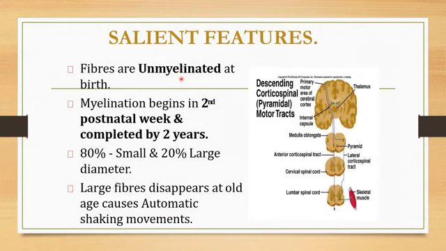The salient features of the corticospinal tract are that these fibers are unmyelinated at birth. Myelination begins in the second postnatal week and is completed by 2 years. 80% of these fibers are small and 20% are large diameter fibers. Large diameter fibers disappear in old age, which causes automatic shaking movements of the hands. So these points are very important. This will come as MCQs.